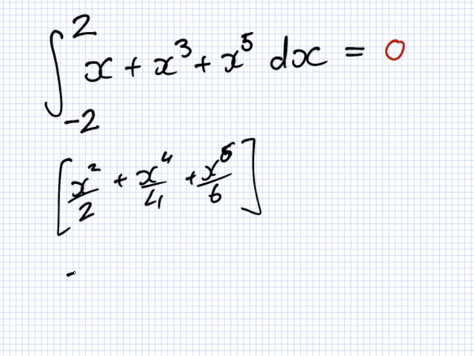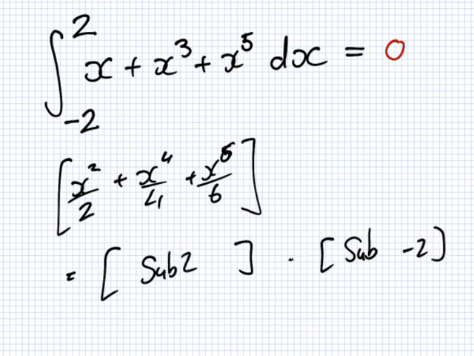So the next step here will be to put in 2, sub 2, and then sub minus 2, and then minus them. But I know these two answers will be the same in this example here. This is a common section A question in the exam. They ask you to calculate things like this.